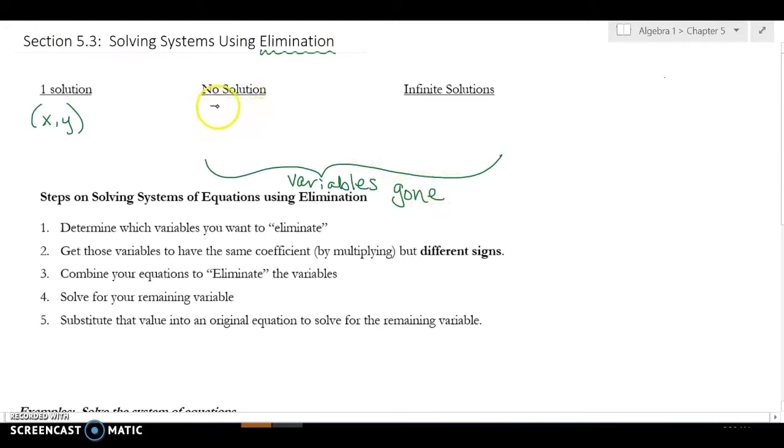Remember, I'd have something like 5 equals 3 for a no solution because it's false. Or I'm going to get something like 5 equals 5 for an infinite solution because it's real and all answers work and it's true.